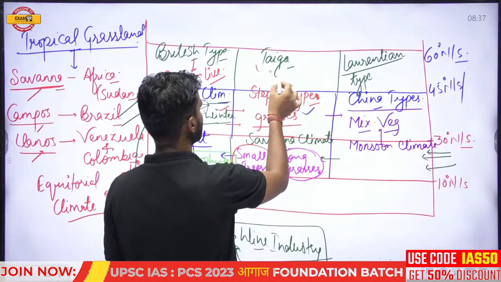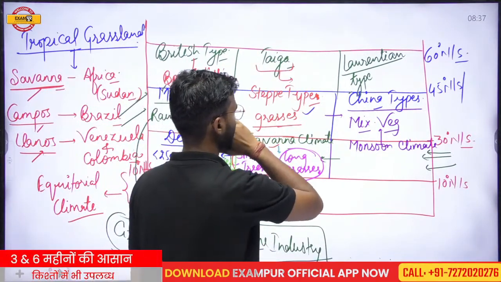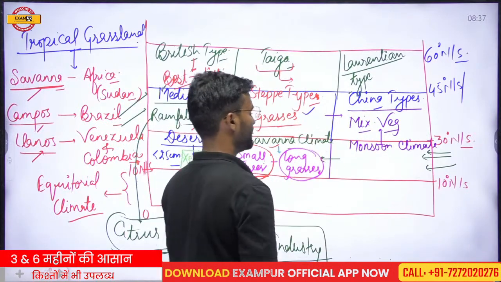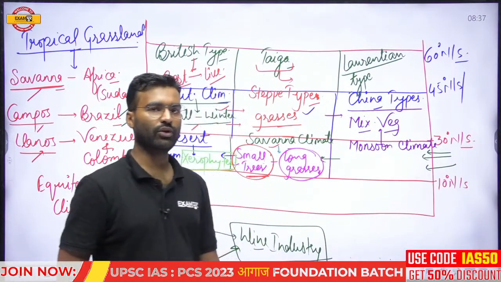Taiga climatic zone is a climatic zone in which there is continuous snow falling taking place.